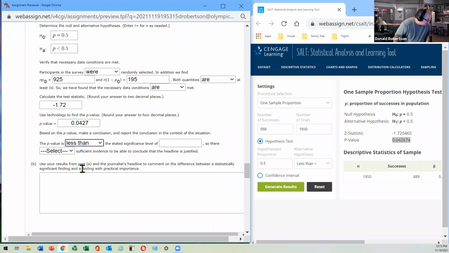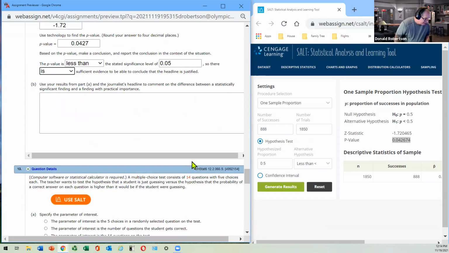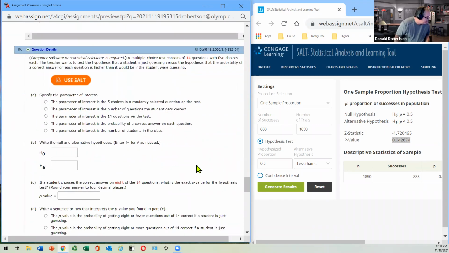is less than the standard significance level of 0.05. So if they mention standard significance, they mean that number. So there is sufficient evidence to conclude that the headline was justified. Now, you can write down your comments about how statistically significant that is, because it's really only a couple of % shy of halfway. So it might not be that big a deal in the big scheme of things.